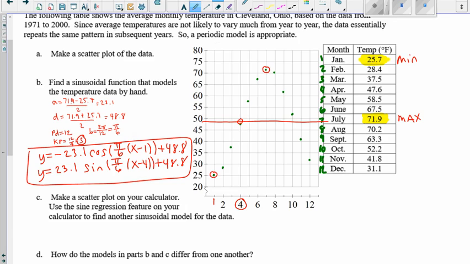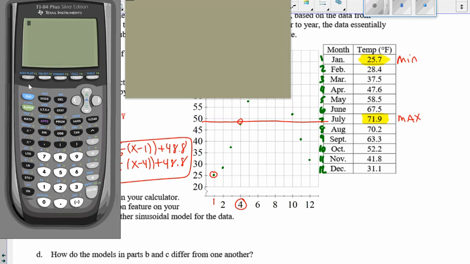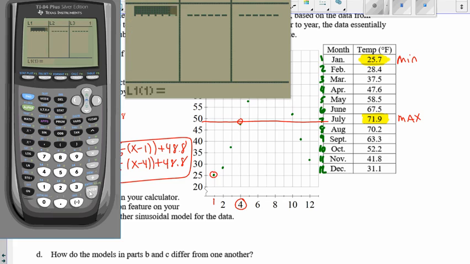Now we can also make a scatter plot on our calculator and use the sine regression to help us figure out what the data is going to be. So let's go ahead and do that. So next you want to go to your calculator. Of course, we're making a scatter plot. So go to Stat and enter on Edit. And you're going to enter your months into list 1 and the temperatures into list 2.